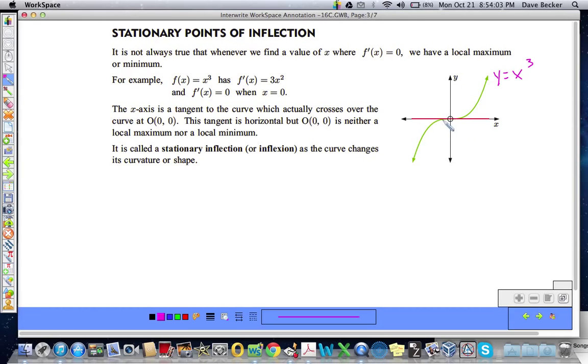Okay, and so there is no change in the function as far as increasing or decreasing, but we do get a change in shape. That is a point of inflection.